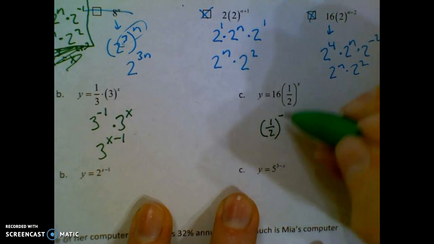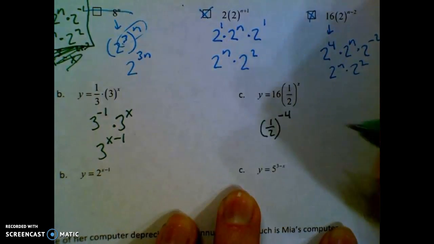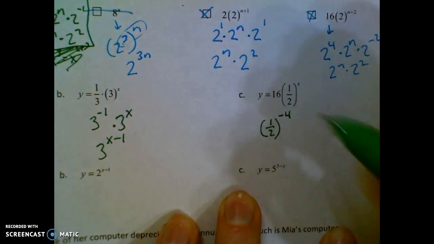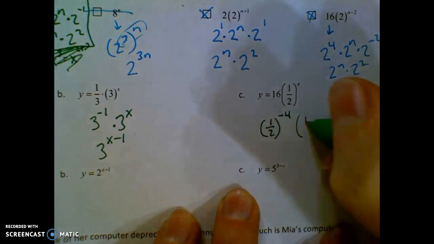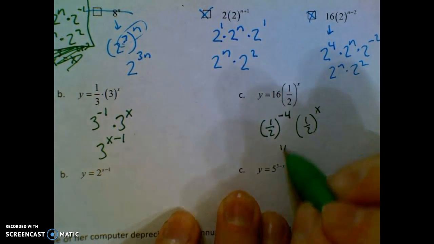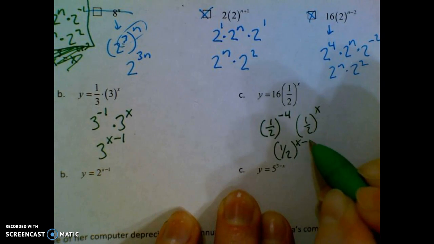Now I got to say 2 to what power is 16? Well, 2 to the 4th power is 16, but 1/2 to the negative 4th power is going to give me that actual 16 part there. So 1/2 x. I have 1/2 on both, so it's going to be 1/2. And just add exponents. Negative 4 plus x, or x minus 4.